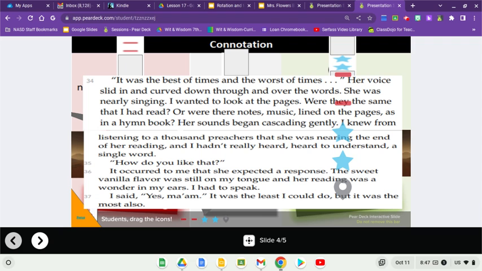Quoting, "It was the best of times and the worst of times." Her voice slid in and curved down through and over the words. She was nearly singing. I wanted to look at the pages. Were they the same that I had read? Or were there notes, music, lined on the pages as in a hymn book? Her sounds began cascading gently.